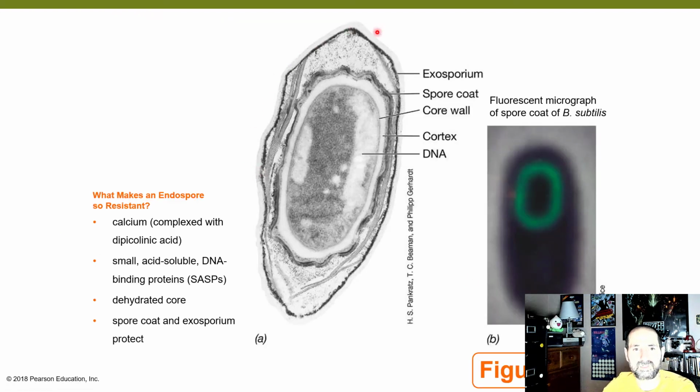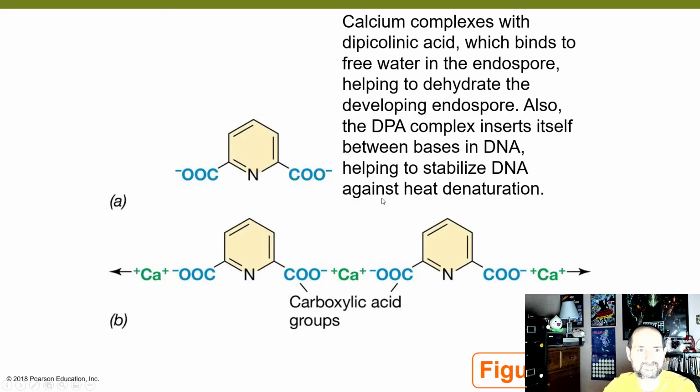So you can see here, here's an endospore with the exosporium outer coat, and the spore coat inside. These are protective structures. Then the core wall, then the cortex, usually a peptidoglycan cortex, and then you have the DNA inside. And this structure is highly dehydrated too. It's a very dehydrated core here. And that again protects the endospore from dehydration because it's already dehydrated, so it's not susceptible to further dehydration.